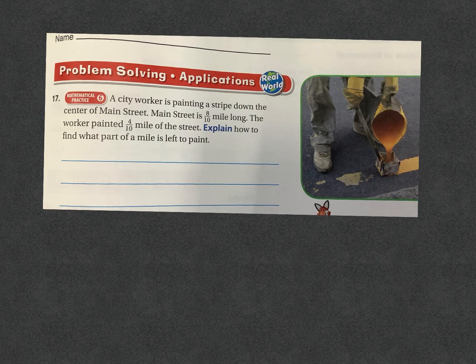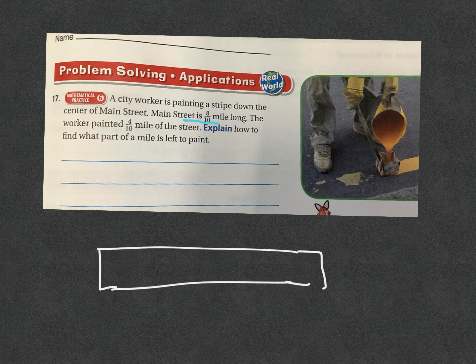And let's look at one word problem. A city worker is painting a stripe down the center of Main Street. Main Street is 8/10 of a mile long. Stop right there. Let's go ahead and draw Main Street. It is 8/10 of a mile.